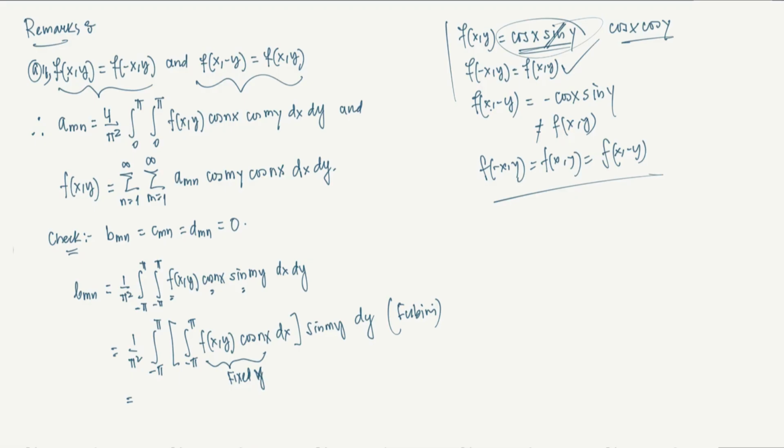So essentially, f is even with respect to x. And cosine nx is again an even function with respect to x. The product of two even functions is going to be an even function, so you can just write it as 2 times the integral from 0 to pi of f of x,y cosine nx dx, so that part is there.